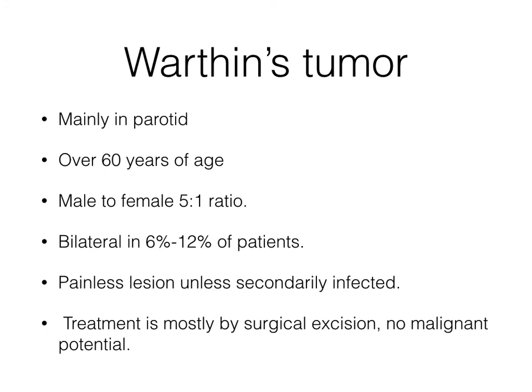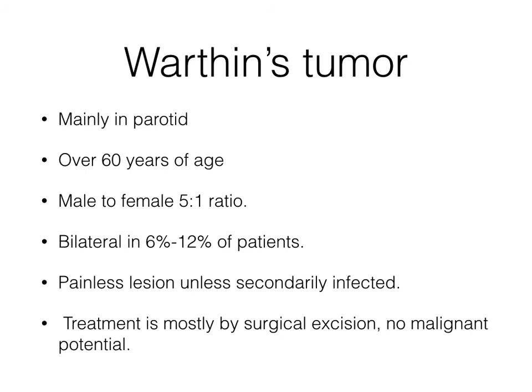Warthin's tumor is a benign tumor as well. It's mainly in the parotid gland, and again, the patients here are usually older than the patients presenting with pleomorphic adenoma. They're usually over 60 years of age, whereas the other patients are between the fourth and sixth decade, meaning 30s to 50s. Male to female ratio.